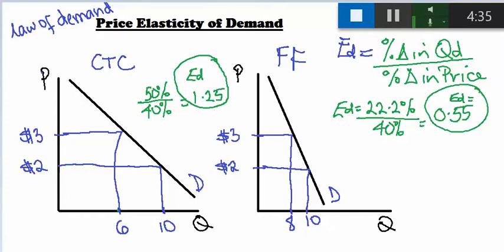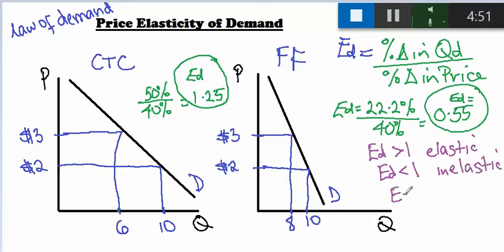Now the rule of thumb with elasticity is that if elasticity of demand is greater than 1, the good is elastic. If elasticity of demand is less than 1, it is inelastic. And if elasticity of demand is equal to 1, it is unit elastic. So with Cinnamon Toast Crunch, elasticity of demand is equal to 1.25. It's greater than 1, so it is elastic. Frosted Flakes, elasticity of demand is 0.55. It is less than 1. It is inelastic.